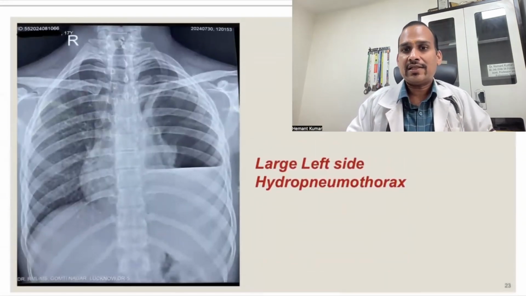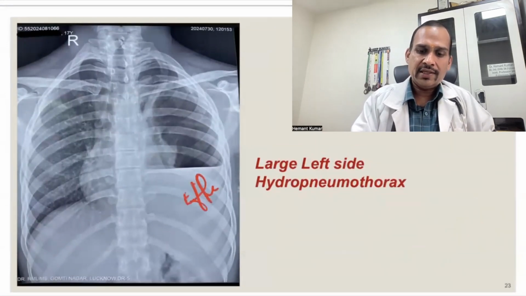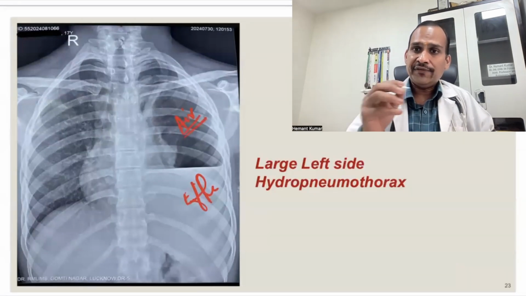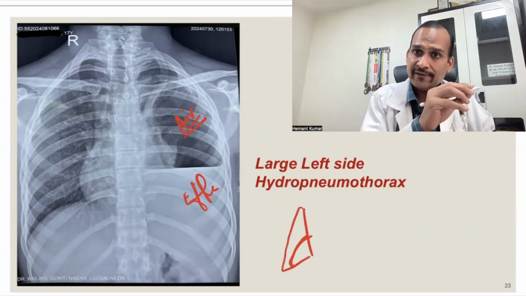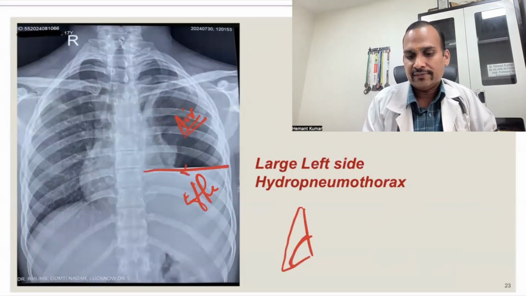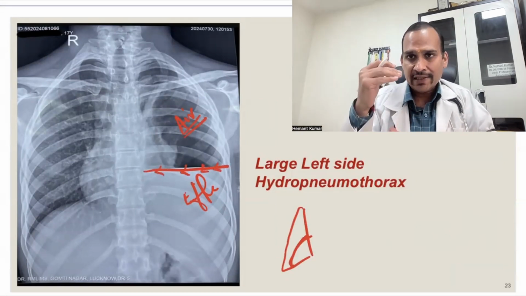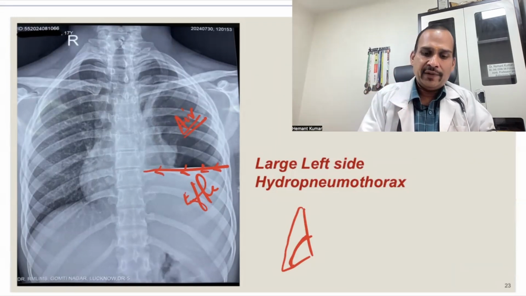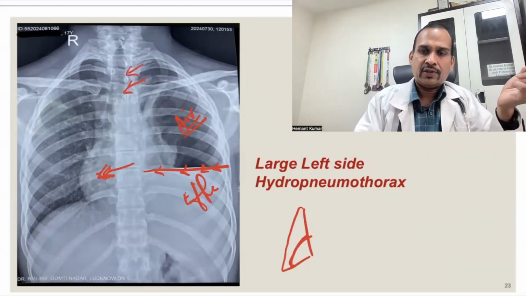Then coming to a large left side hydropneumothorax, meaning along with effusion, there is air collection. Okay. So if there is pleural effusion, we will have an Ellis curve like this. But if there is fluid and air, both inside the pleural cavity, then you will have a straight border. This is a straight border. If it is this large left hydropneumothorax, it will push the mediastinum to the opposite side. You can appreciate the heart went to the opposite side and the trachea also shifted to the opposite side.